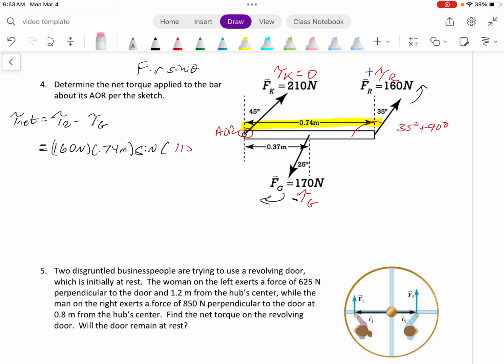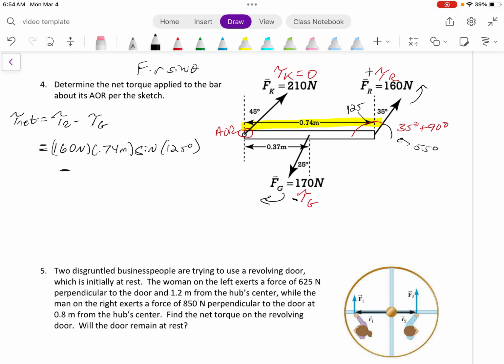Oh, I did it different ways. Hold on. I use this angle right here. This angle is 35 plus 90, which is 125. This angle inside is 55 degrees. It doesn't matter which one you use. I can use either 125 or 55 degrees. You're going to get the same answer because the sines of supplementary angles are equivalent to one another.